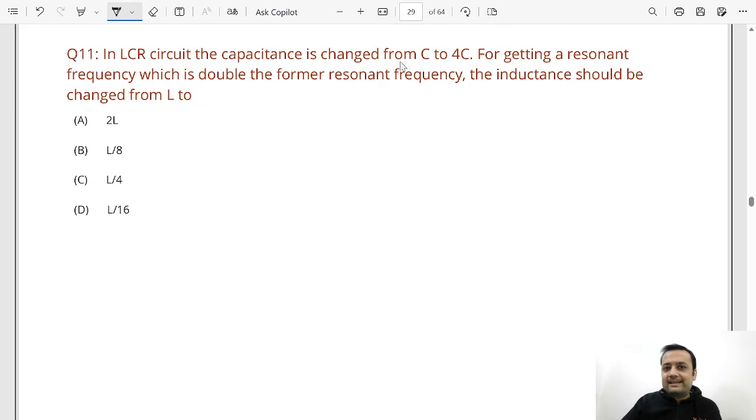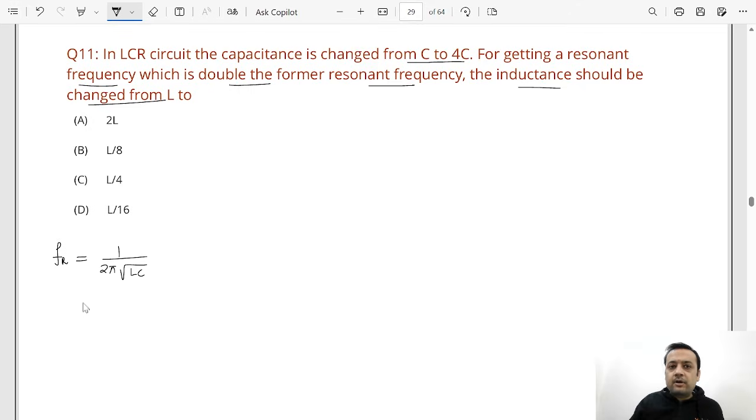In an LCR circuit, the capacitance is changed from C to 4C. For getting a resonance frequency which is double the former resonant frequency, the inductance should be changed to? Now, very easy question. I think everybody should have done this question. We know that resonance frequency is 1 upon 2 pi under root of LC.